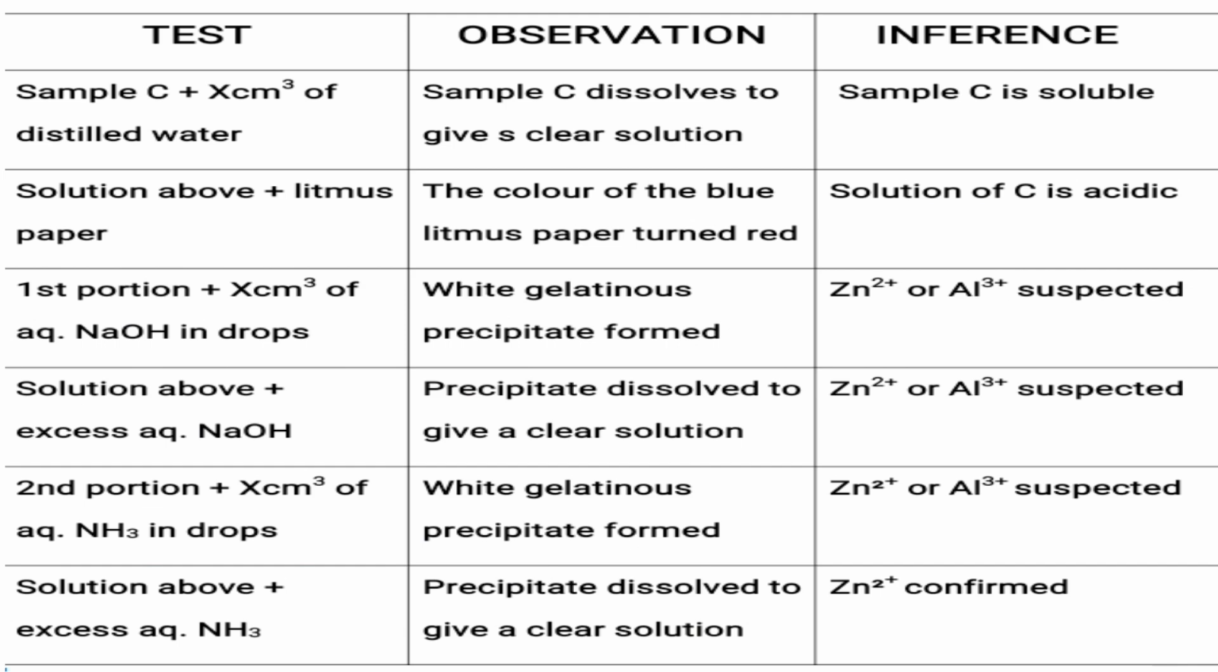Only zinc ion will do this. So because it dissolves, we can therefore infer that zinc ion is present, or zinc ion is confirmed. So that's all for sample C.